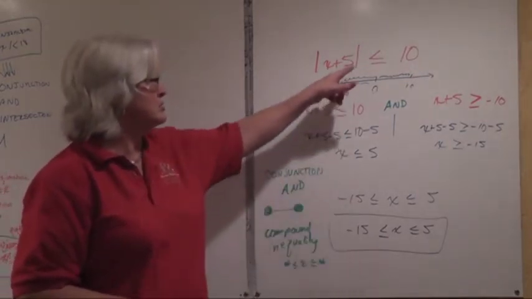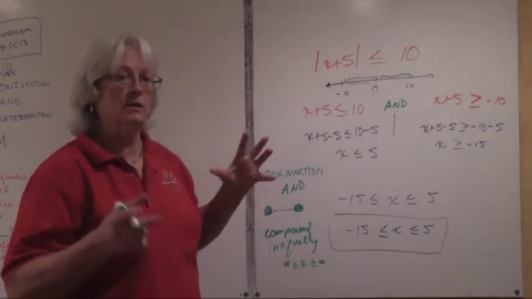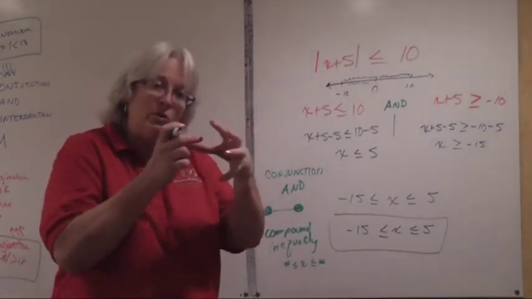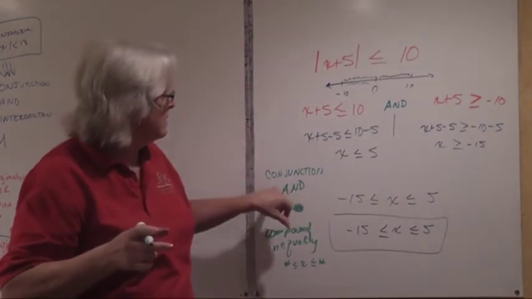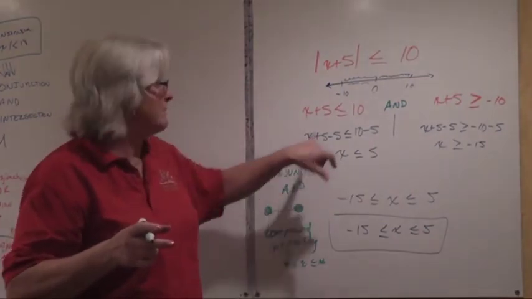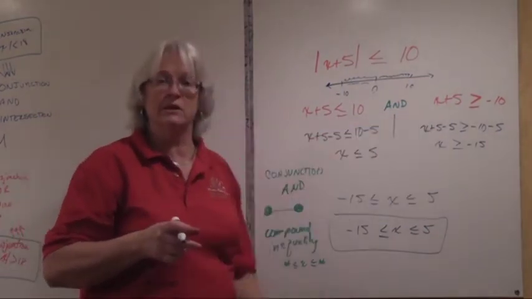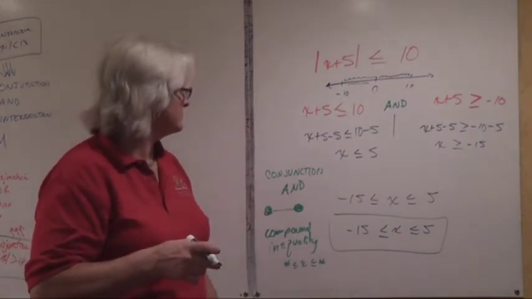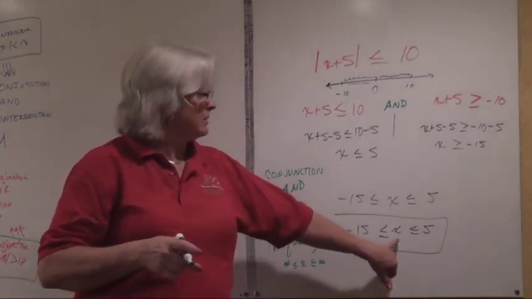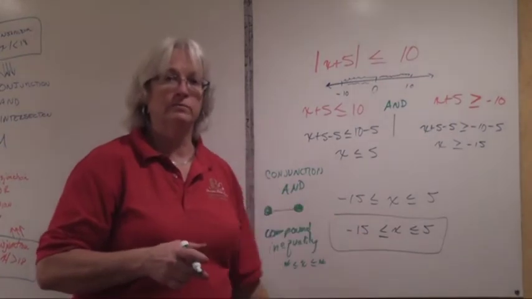Conjunction, because it's less than. That means it's all of that inner part right there. You have to fulfill both parts of this inequality at the same time. You write it as a compound inequality here.